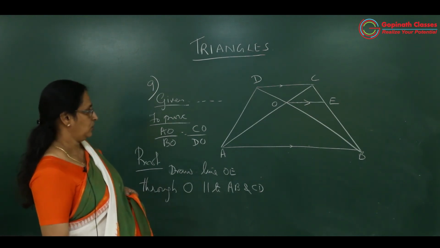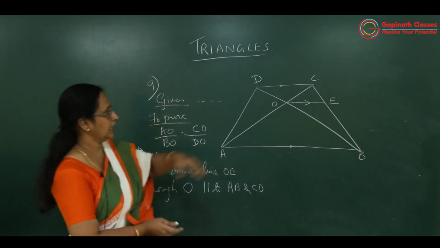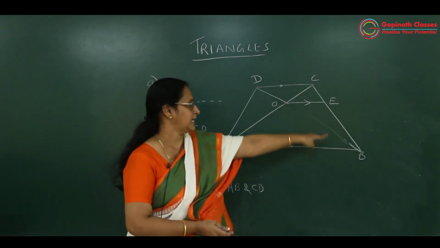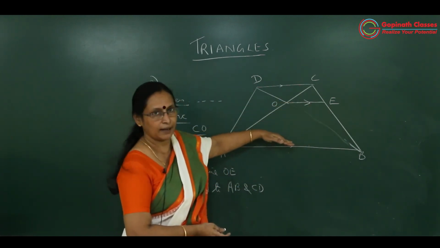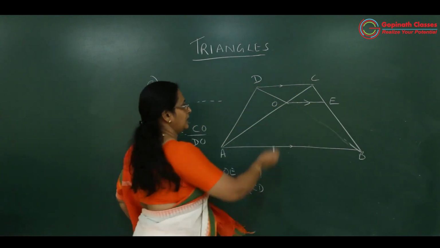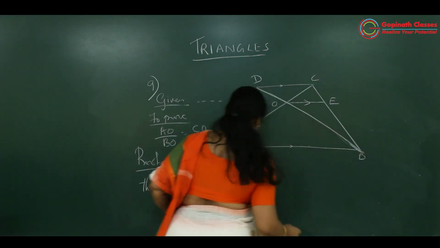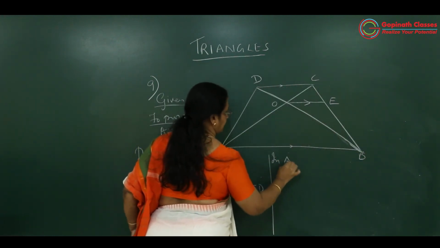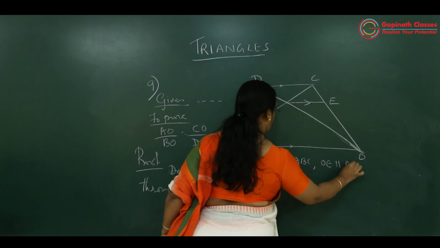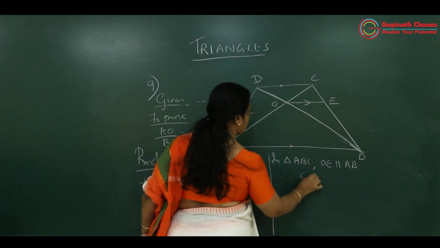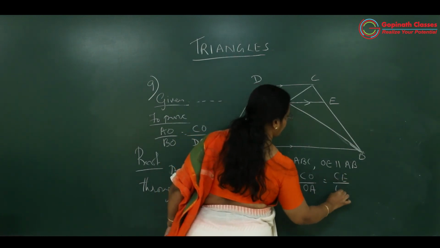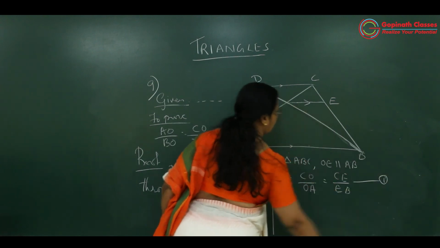अभी आप देखो, look at triangle ABC. You can see very clearly in this triangle, ये दोनों parallel है. We can apply BPT. CO by OA is equal to CE by EB. Okay. So in triangle ABC, which two are parallel? OE is parallel to AB. Therefore, CO by OA is equal to CE by EB. Put it as statement number 1.